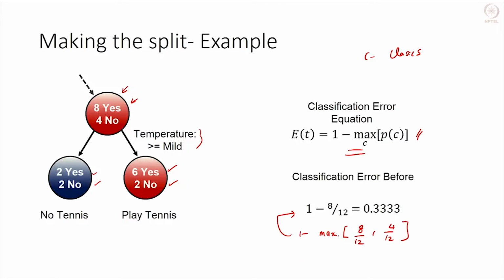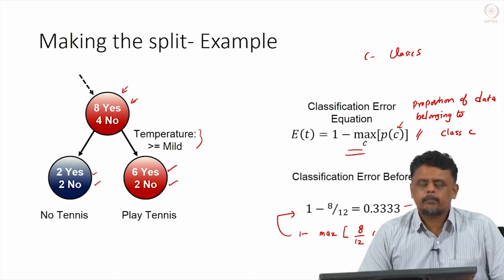So, this P of C is basically the proportion of data belonging to class C. Then 1 minus max of this P of C means that, in this case, we have 2 classes. If we have n classes, there will be n numbers here, and we have to choose the maximum of that, and 1 minus that will give you the classification error. In this case it is 0.33, right.